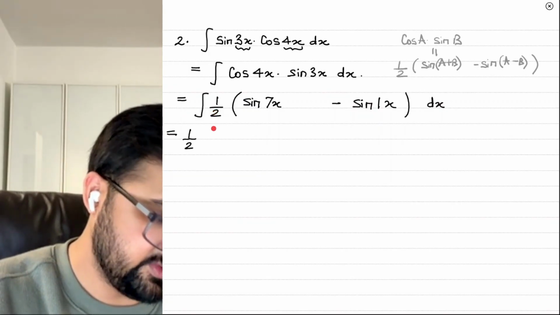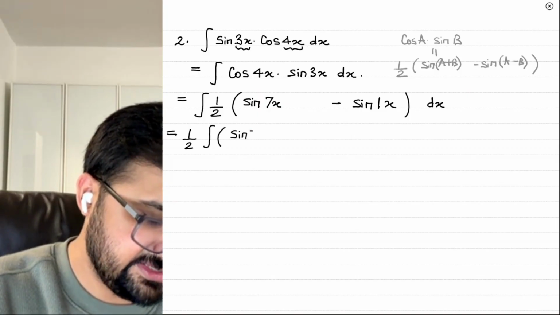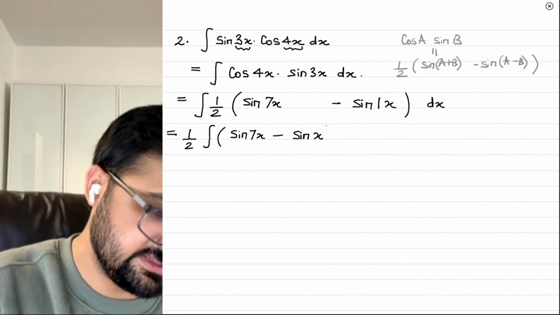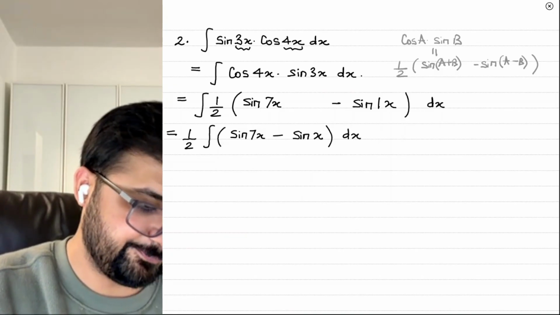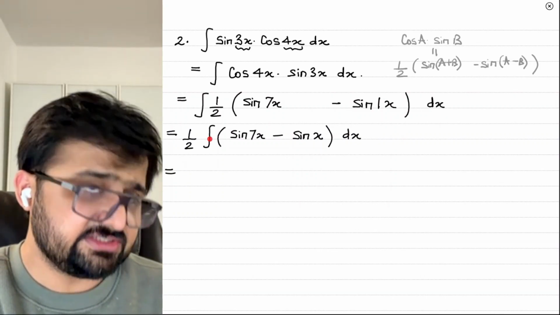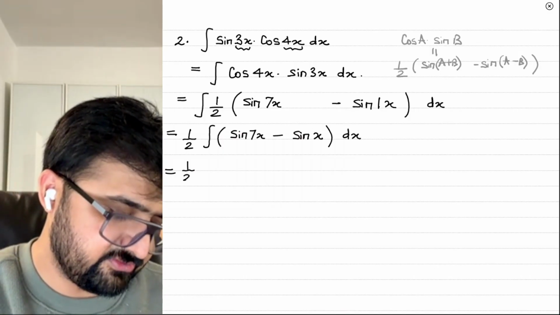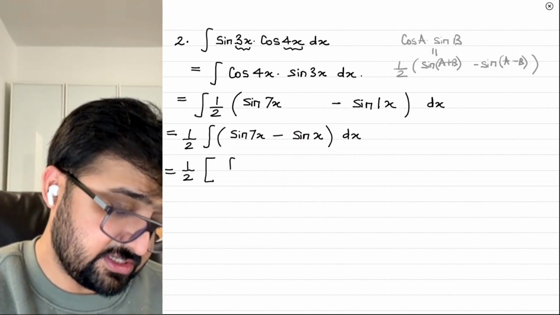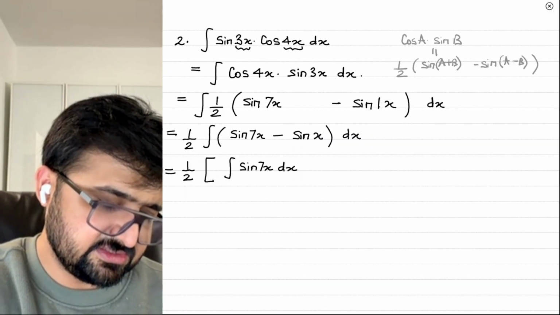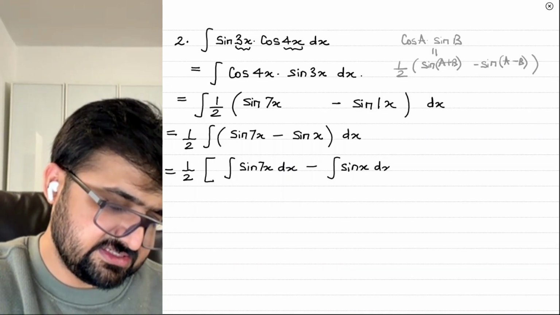Now in the next step, you take that half, which is the constant of the integration, out. You are left with the integration of sine 7x minus sine x dx. I think so far it makes sense. Now just split the integration into two terms. So you get half, put a bracket, integration of sine 7x dx minus integration of sine x dx.